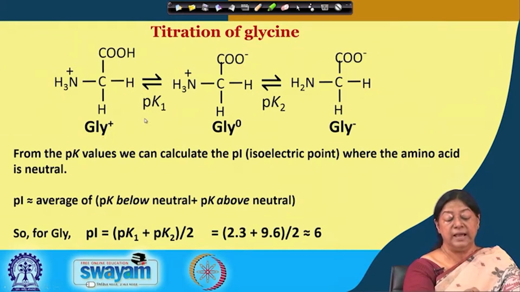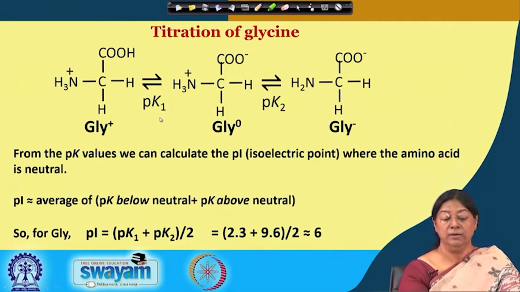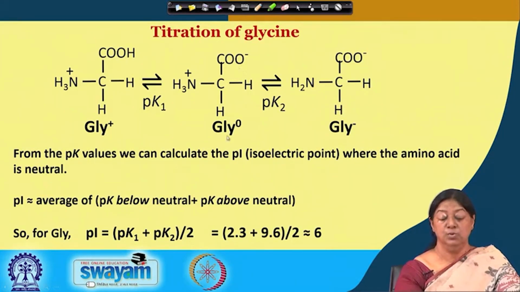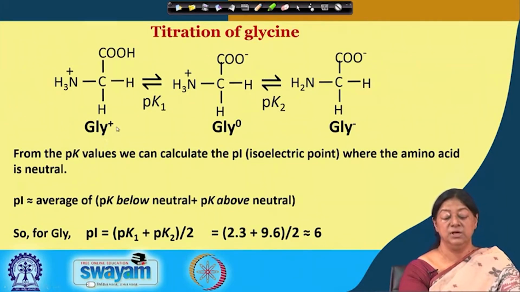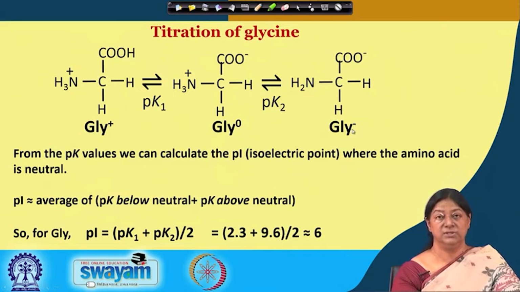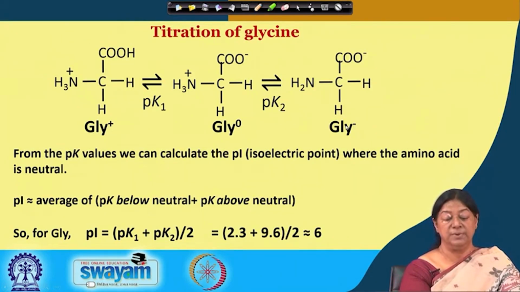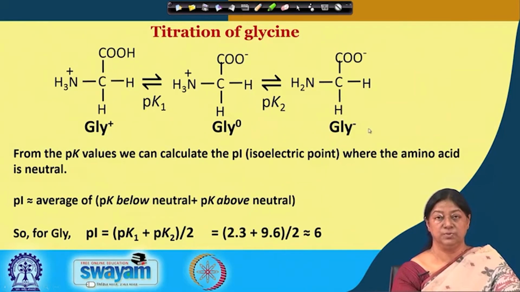So here is our Gly plus, this is the pK1. We lose the first proton when we consider pK1, because this is a lower pK value. So it becomes COO minus, which is Gly 0, because there is no charge on this particular species. We go to pK2, where we lose the proton from the NH3 plus, making it NH2 COO minus, Gly minus. So we are going from Gly plus to Gly 0 to Gly minus. So what is the charge? The charge is from +1 to 0 to -1.